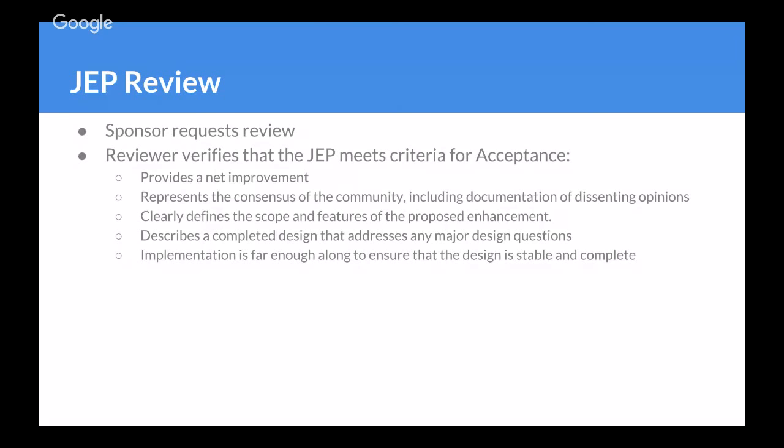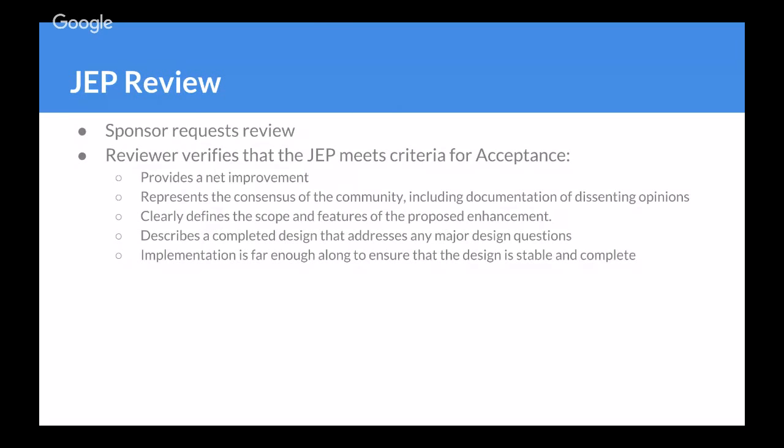At that point, the reviewer will verify that the JEP meets the criteria for acceptance. This is a completely different thing than approval as draft. This is the acceptance point, where they'll verify that it provides a net improvement, that it represents the consensus of the community, including documenting dissenting opinions and design choices and how they were made. They'll make sure that it clearly defines the scope of the features, so that it doesn't just keep going open-ended. It needs to describe a complete design and, as I said, address any major questions.